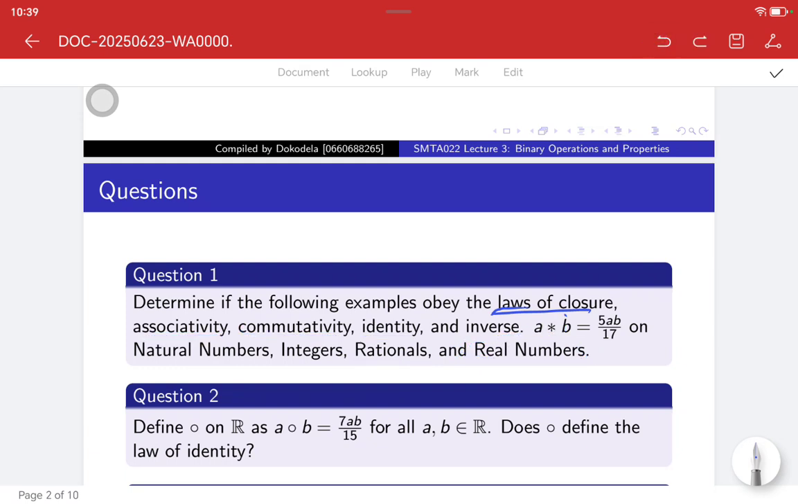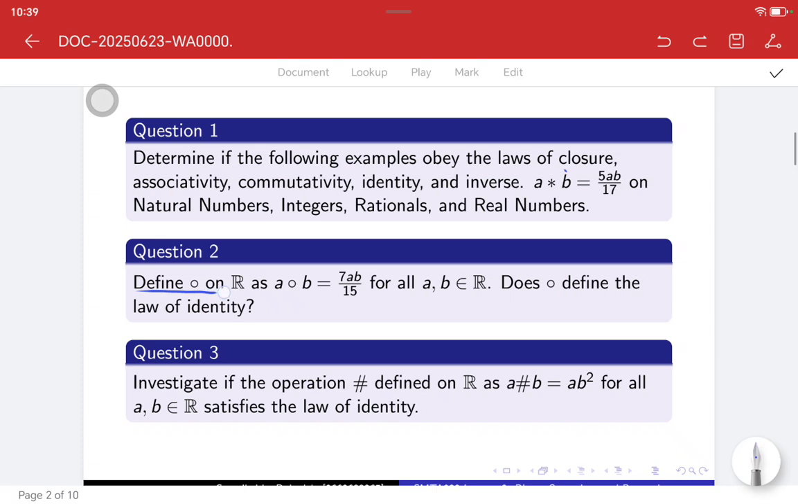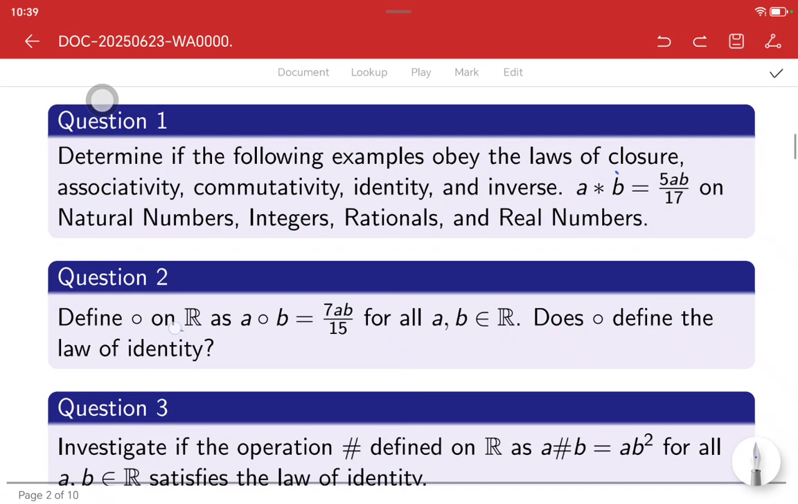So when we come here, they say define this on R as A star B is equal to this for all. Does this define the law of identity? Now let me tell you, you're going to be writing question 2 as an exercise. I said that you must check if R is closed or not. I won't do this one because I'll be giving you a solution. So what you do here, you're going to check closure first before you can check an identity. You check closure. So here's the hint. You're going to check closure under R.